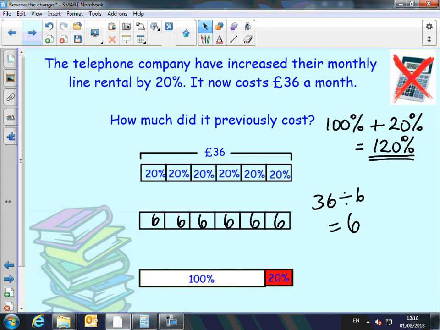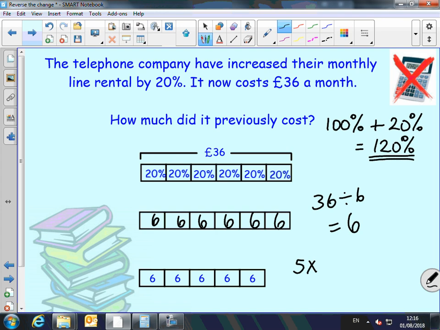So we want to know the original price. So we've got 100% plus 20%. We want to take away that 20% just to leave us with our original price of 100%. So we've got 5 sixes. So that's going to be 5 times your 6, which just gives us our original value of £30.